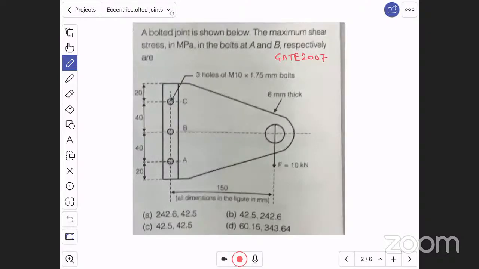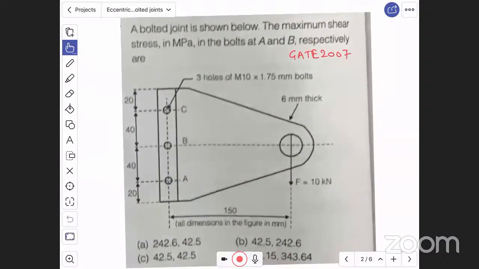The next question is on your screen, which was asked in GATE 2007. This question was asked in GATE 2007. Look at the question and try to solve this question.